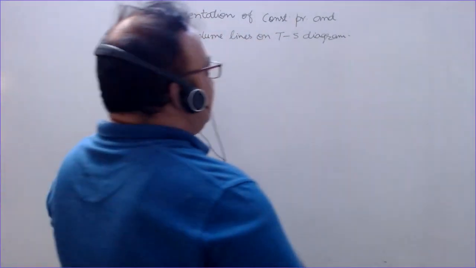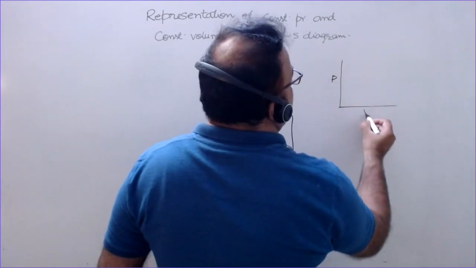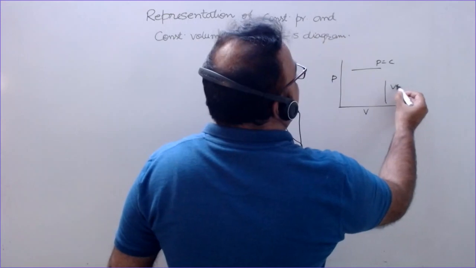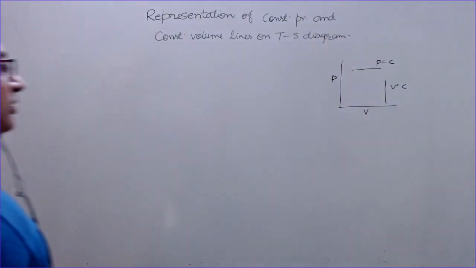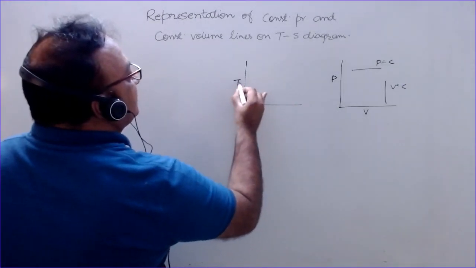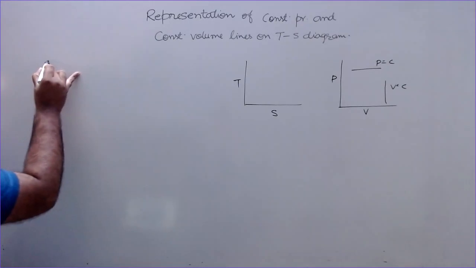As you all know, on a PV diagram they can be shown like this. This is constant pressure and this is constant volume. So before doing this, let us discuss the TdS equation. There are two TdS equations.